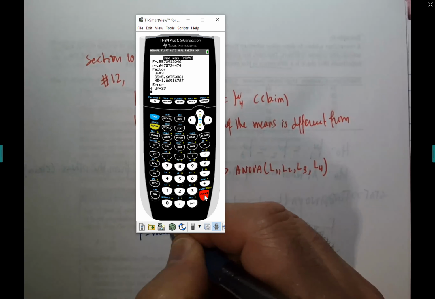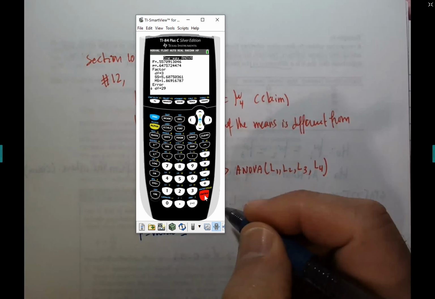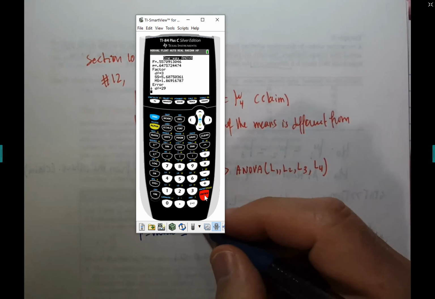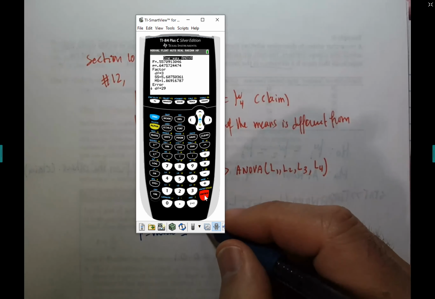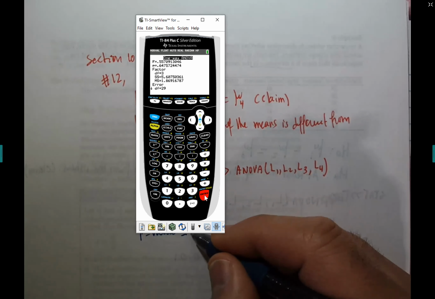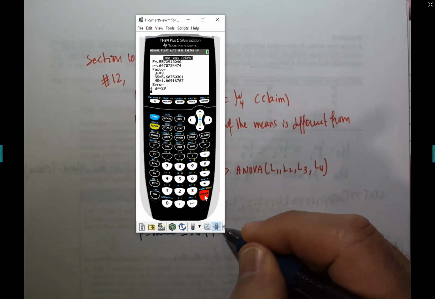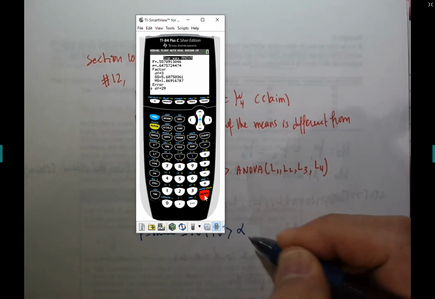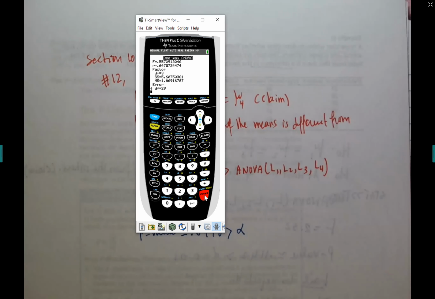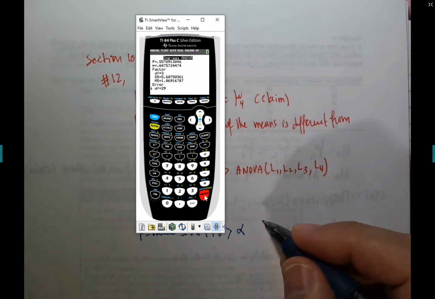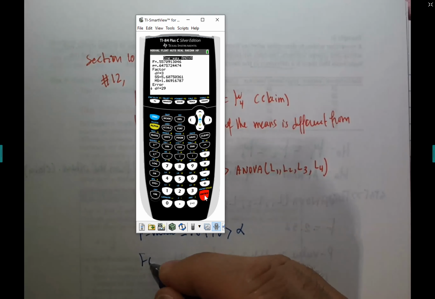P-value. You can see how important this p-value is by now. 0.6478, which is definitely bigger than alpha, guys. And fail to reject H0.